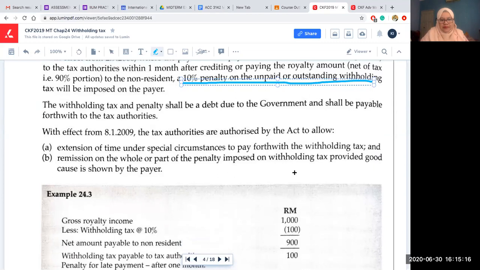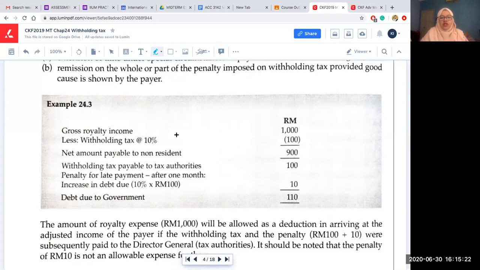Remission. So here is an example: gross royalty income is 1,000, with 10% withholding tax. My earlier example was 100,000, but here royalty is only 1,000. 10% is 100, so the net amount payable to the non-resident is 900. The withholding tax to the authority is 100. But if you fail, non-compliance, the penalty is 10% of that 100. So the amount due to the government is 110: 100 is the withholding tax, 10 is the penalty.